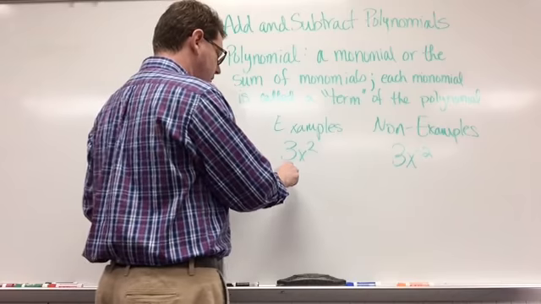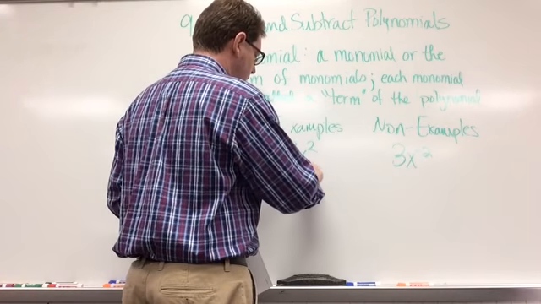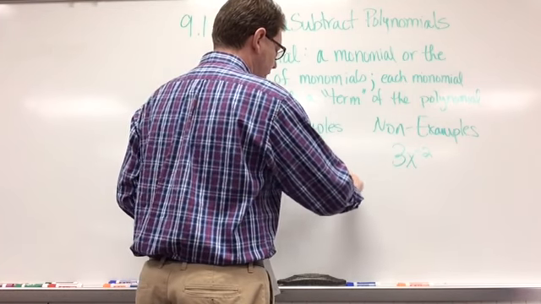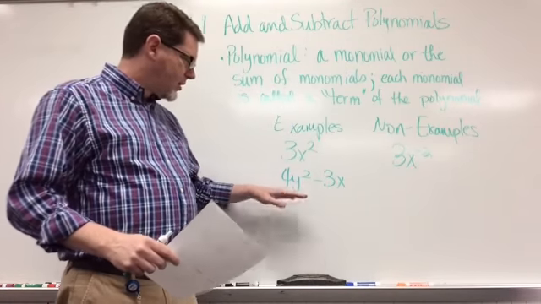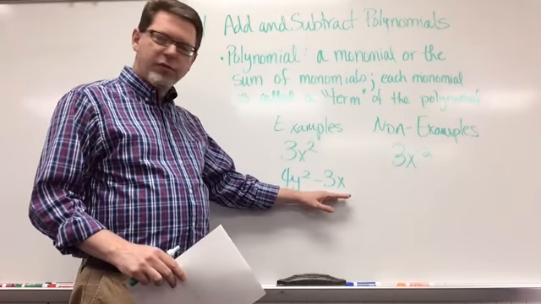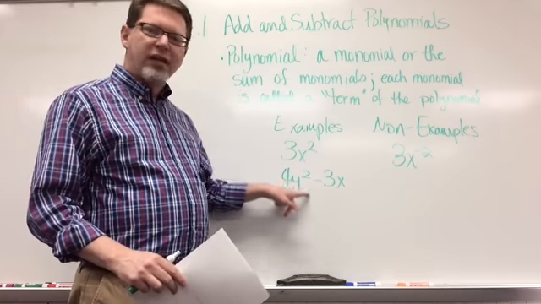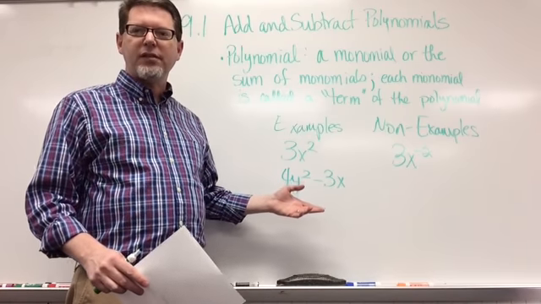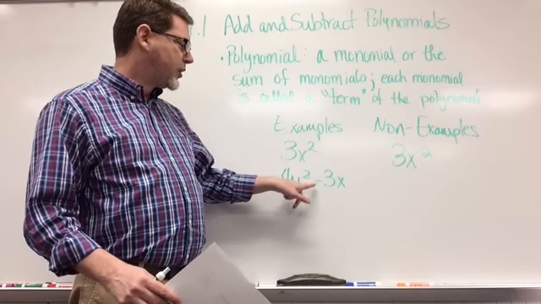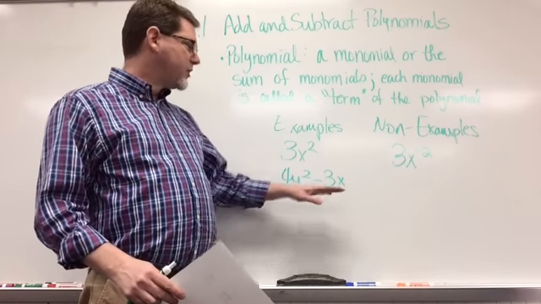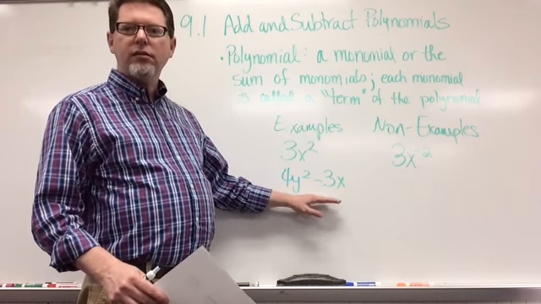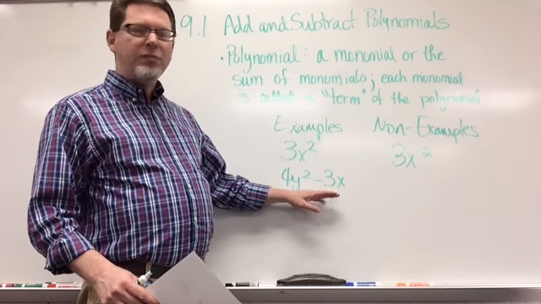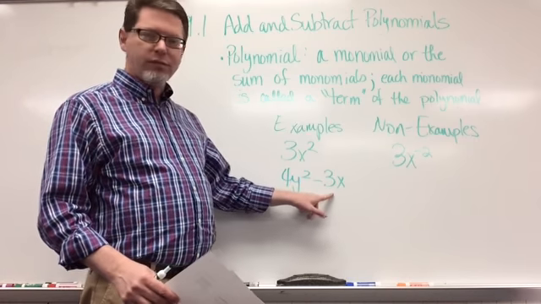I could also have something like 4y squared minus 3x. 4y squared is a monomial, 3x is a monomial. It's the sum of those. You actually say it's a difference. Well, yes, but a difference is the same thing as a sum, because I could just say that's plus negative 3x. So that would be considered a binomial because it has two terms.